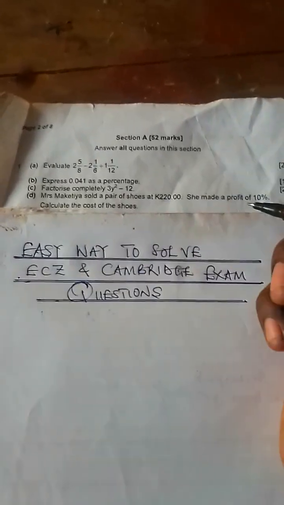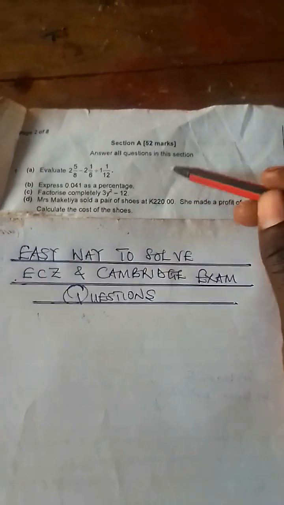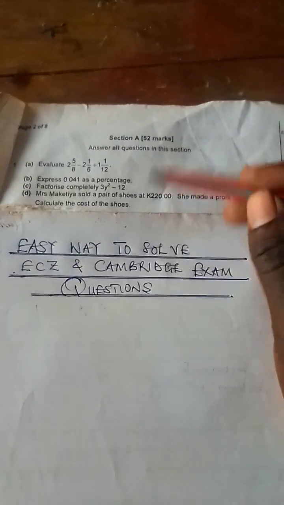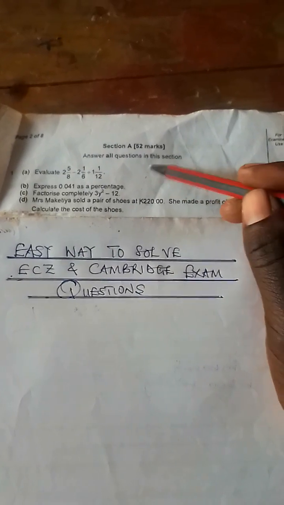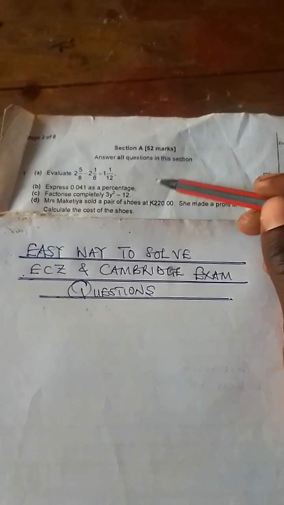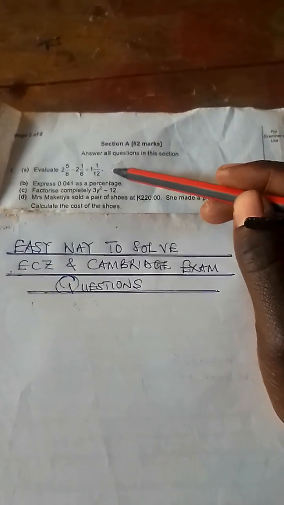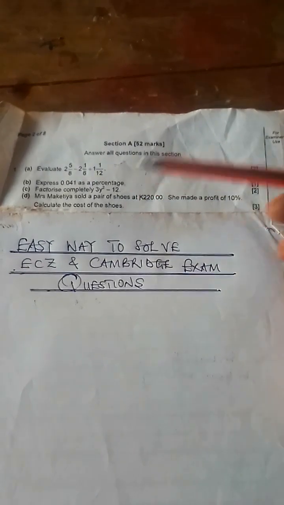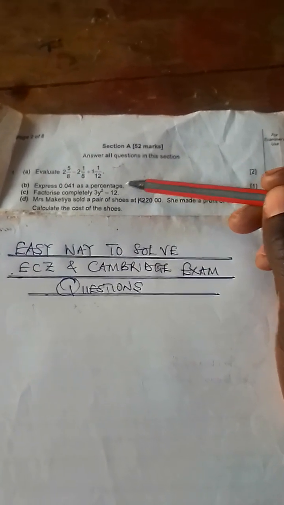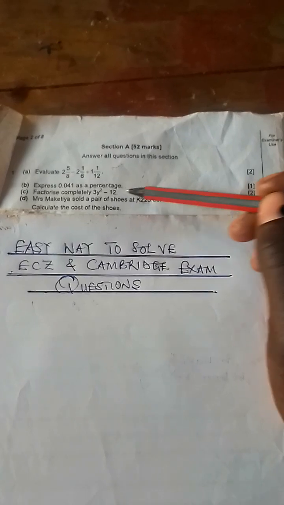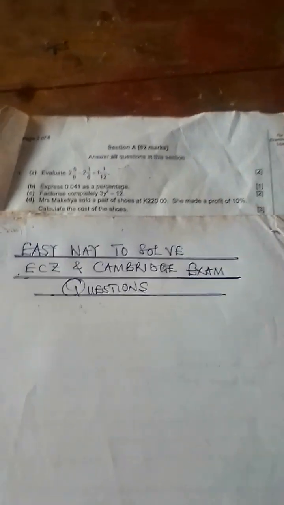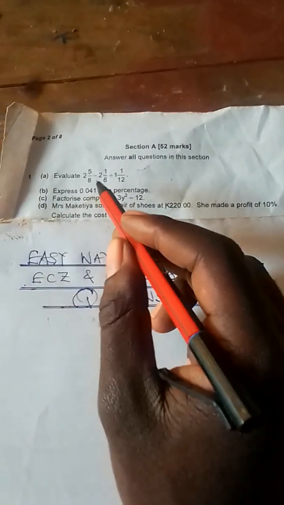Okay, so now I'm going to solve some questions in a few minutes. The questions that you see right here are questions that you'll find in almost each and every paper. This topic is coming from fractions. This one is coming from a topic to do with percentages. This one is under factorization, which is algebra. Okay, so first I'll start by solving this question.